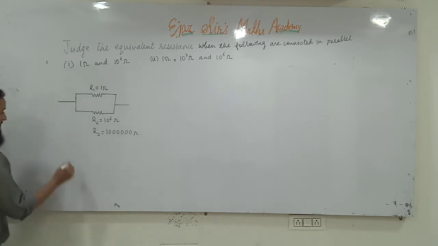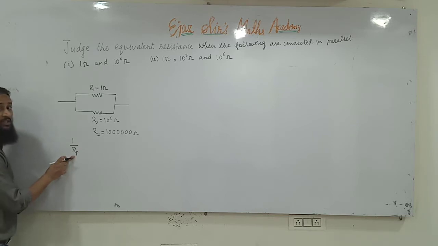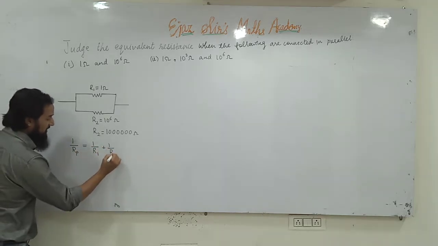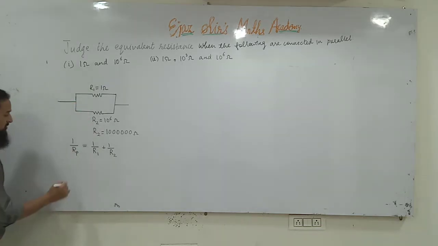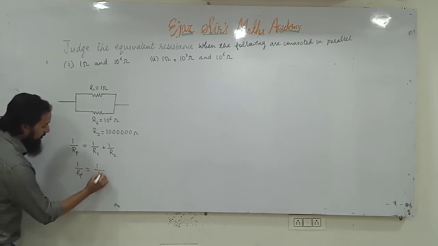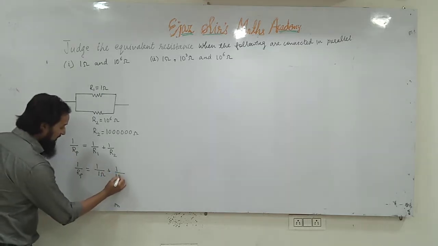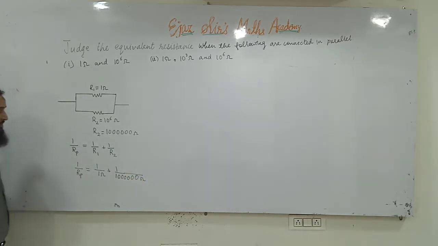Now how do we solve it? The resultant resistance of the parallel combination, 1 upon Rp, where Rp means the resultant or equivalent resistance, will be equal to 1 upon R1 plus 1 upon R2, because there are only two resistors connected. So we write 1 upon Rp is equal to 1 upon R1, which is 1 ohm, plus 1 upon R2, which is 1 upon 10 lakh ohms.